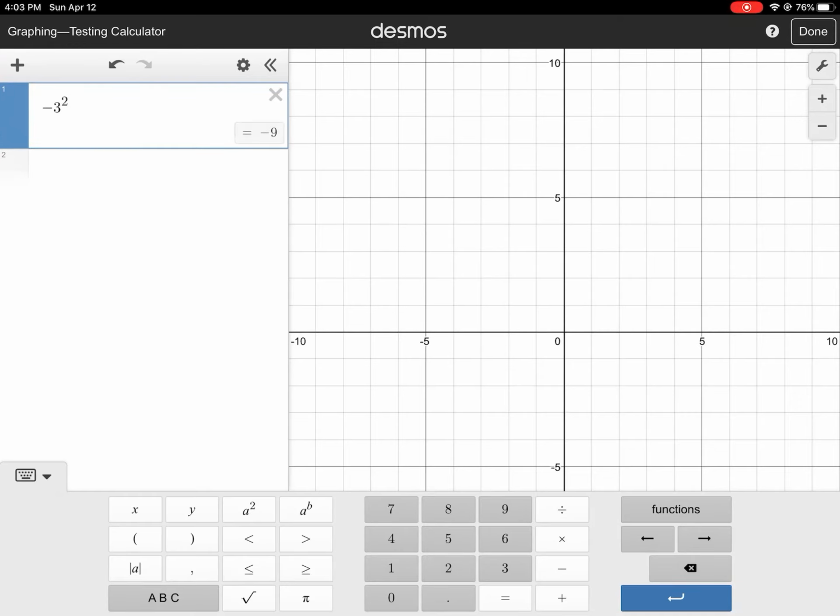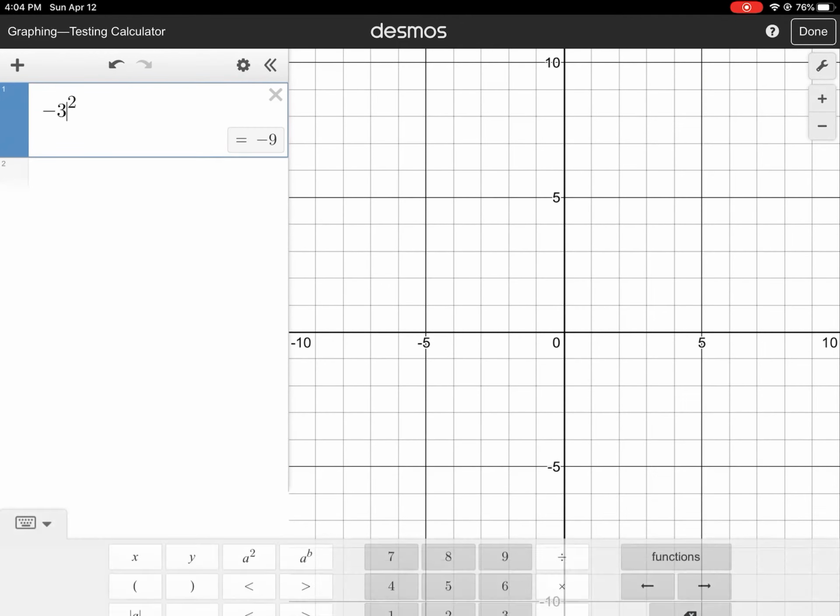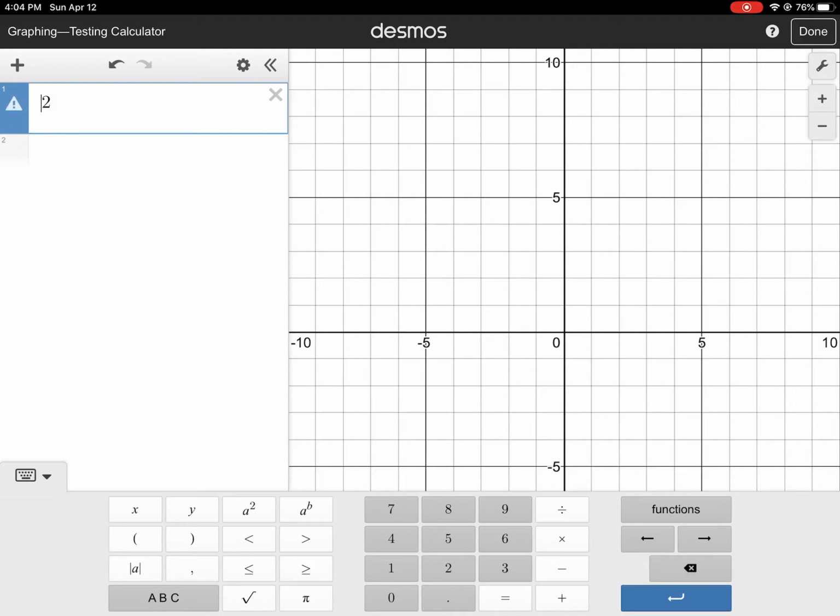Negative 3 raised to the 2. Well, Desmos is saying it's negative 9. That's completely wrong, isn't it? It is. So what's wrong?